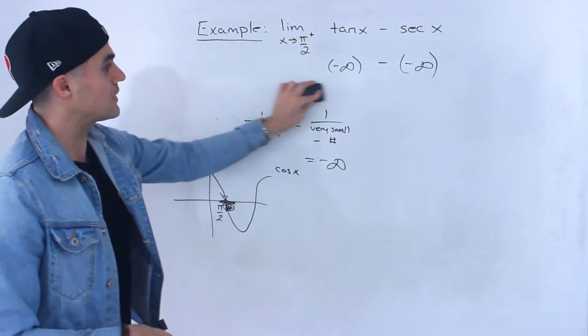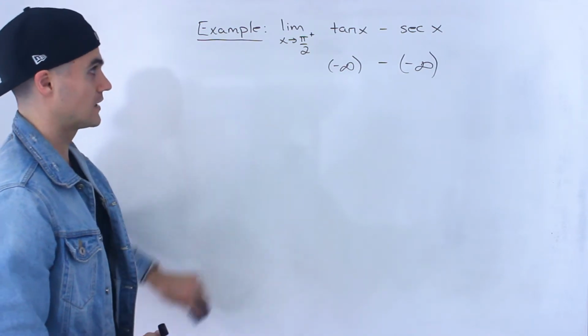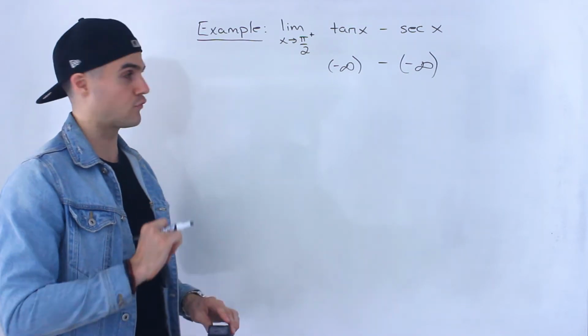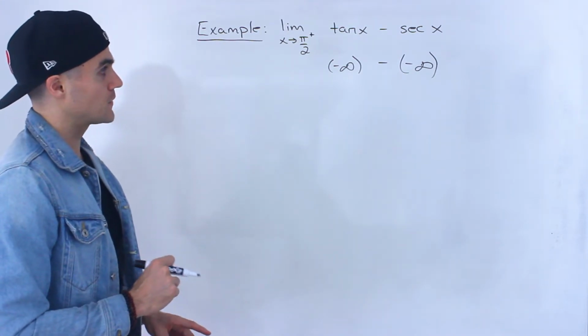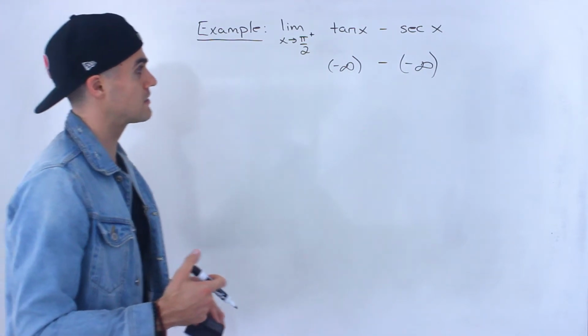Right? So notice that we got negative infinity minus negative infinity. And that is one of the indeterminate difference forms. And so we can't do a direct substitution. We've got to use a different method.